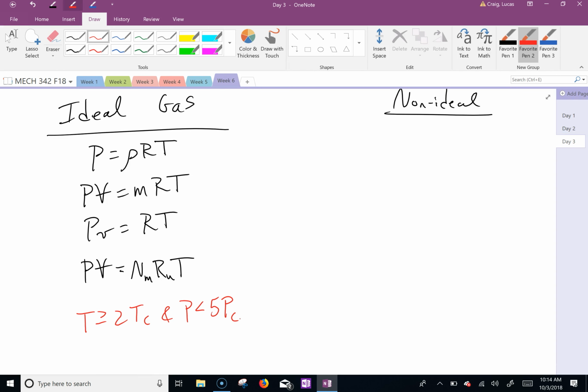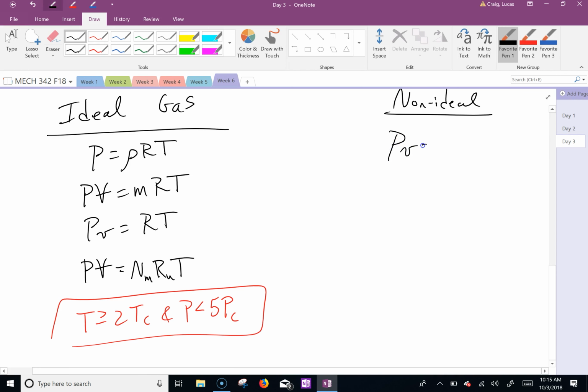So you have P equals rho RT, PV equals MRT, PV equals RT, PV equals NM RUT, and then the red are the criteria that's valid to use those ideal gas equations. Both of them have to be satisfied to use those black equations. If one fails, then you go over to the non-ideal, and you just add this Z to the right side. So all of these, you just have to add that Z.